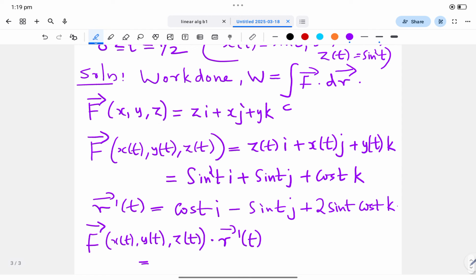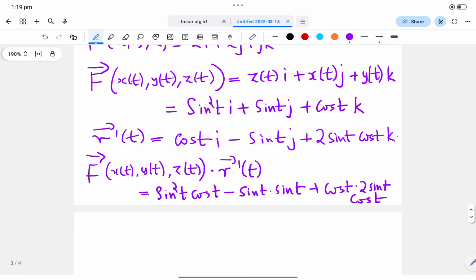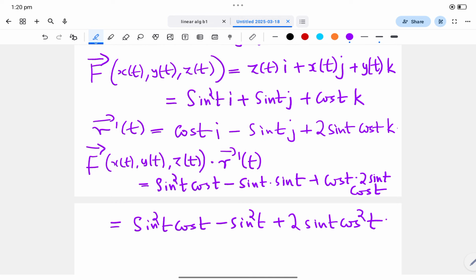Multiplying the corresponding terms, we get sin square t into cos t, minus sin t into sin t, plus cos t into 2 sin t cos t. This is equal to sin square t cos t minus sin square t plus 2 sin t cos square t.